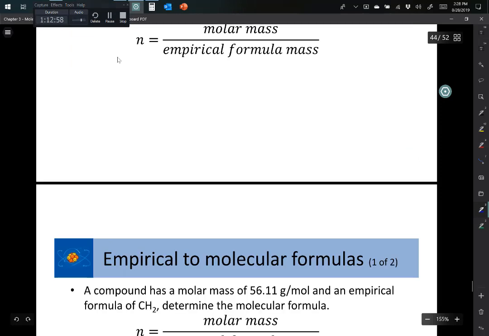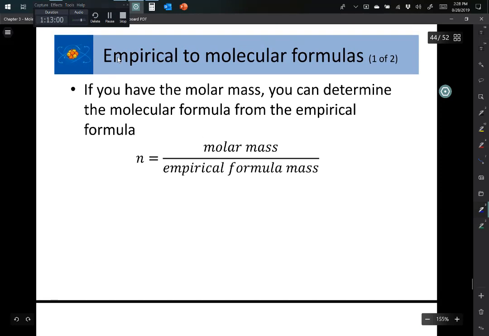So if you have the molar mass, this is what I was talking about before. When you do this calculation, you always get the empirical formula. If you want to know what the molecular formula is, you need to know the molar mass. So you take the molar mass and the empirical formula mass and divide it, and it'll tell you how many times it goes into it, like 2, 3, 4 times. And then you can figure out what the molecular formula is. Okay, so I said that before.